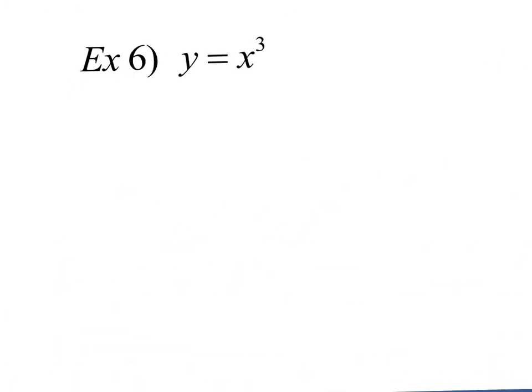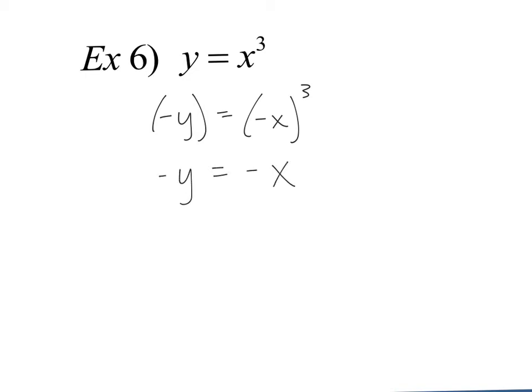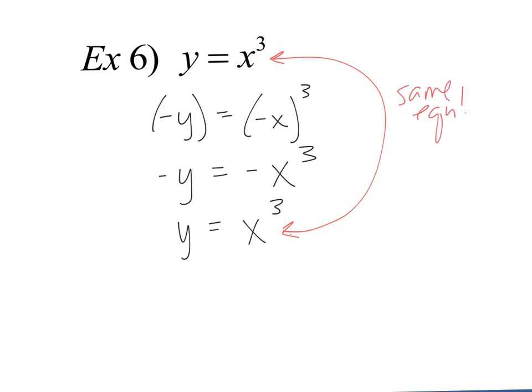We're going to replace x with negative x and y with negative y. So I'm going to get negative y equals negative x to the third. And then I'm just going to simplify. Negative y equals negative x to the third. If I divide both sides by negative 1, I can cancel the negatives on each side. I get y equals x to the third. So this equation is the exact same as that one. Yes, it's the same equation. That means it has origin symmetry.